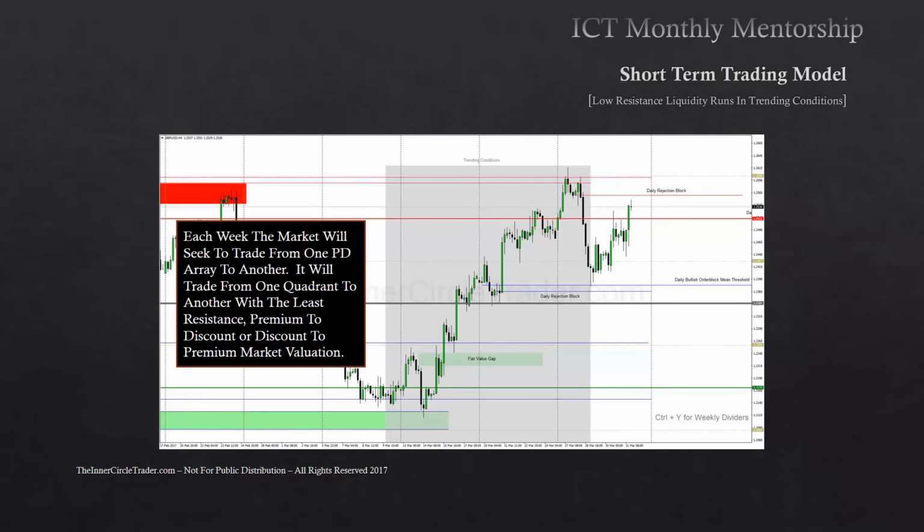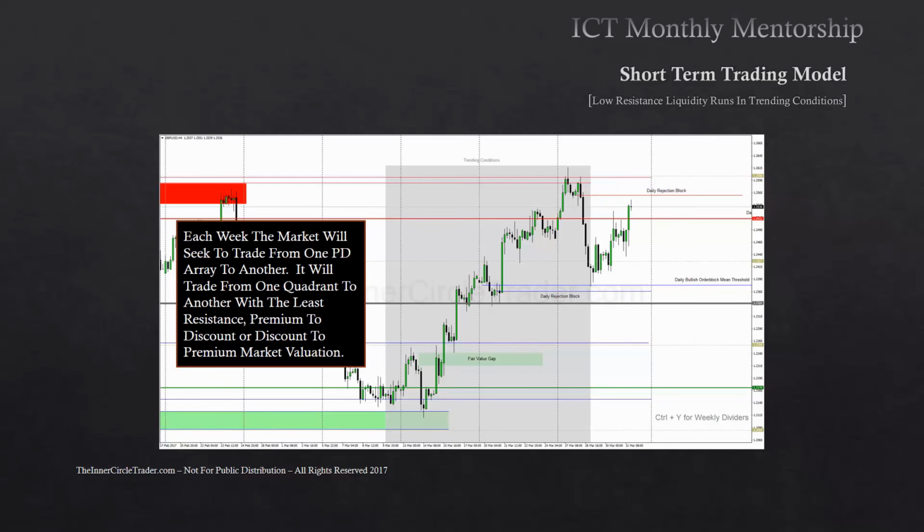By looking at where the PD arrays are in a 4-hour chart, it's almost like you can anticipate what the weekly range will do in a completed sense. In other words, what the market looks like after the week closes on Friday. And a good example or exercise in this case would be to do this every single week. Try to anticipate what the weekly range will look like.